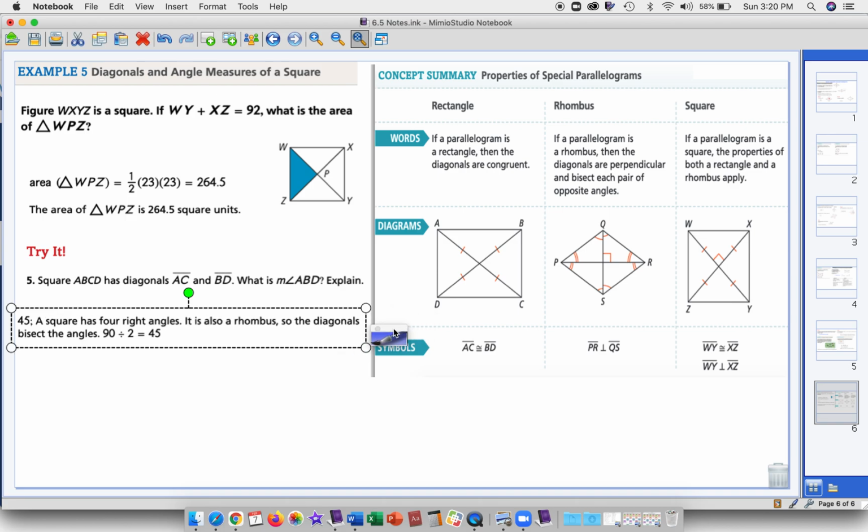Okay, from the concept summary, if we have a rectangle, then we know that the diagonals are congruent. If we have a rhombus, then we know the diagonals are perpendicular and that they bisect each pair of opposite angles. If we have a square, remember the square has all of these properties. So the diagonals are congruent, the diagonals are perpendicular, the diagonals bisect the angles. So again, the square is the most special of all the parallelograms.